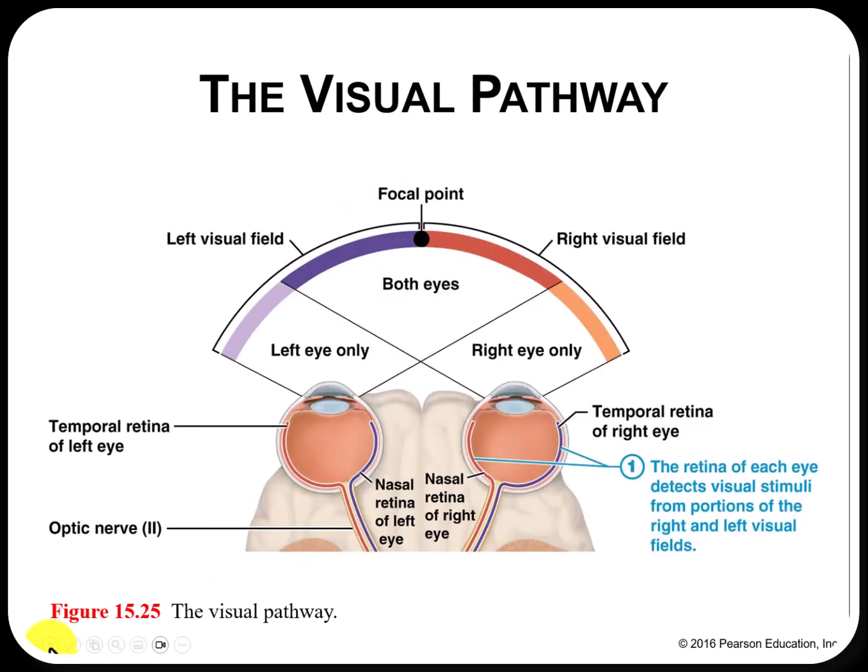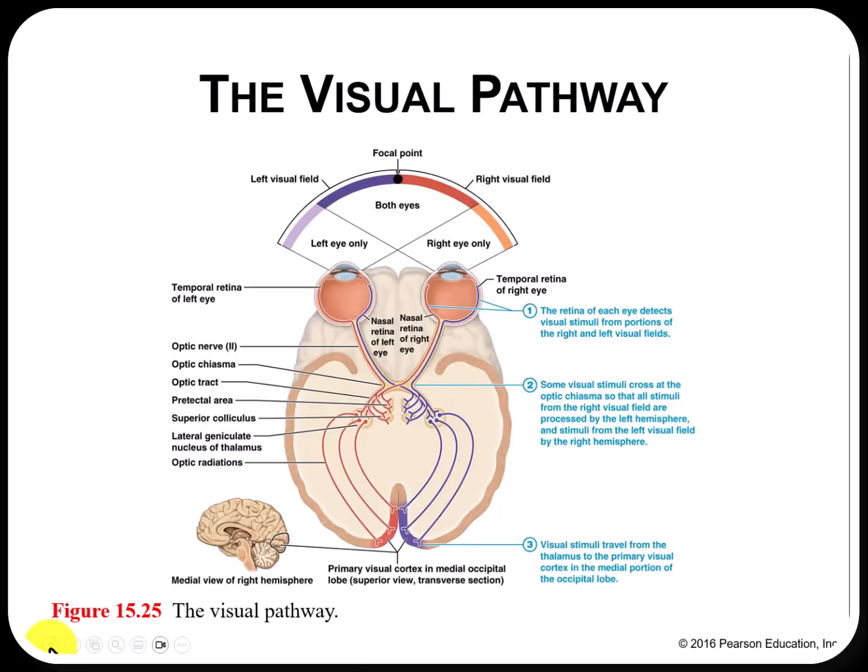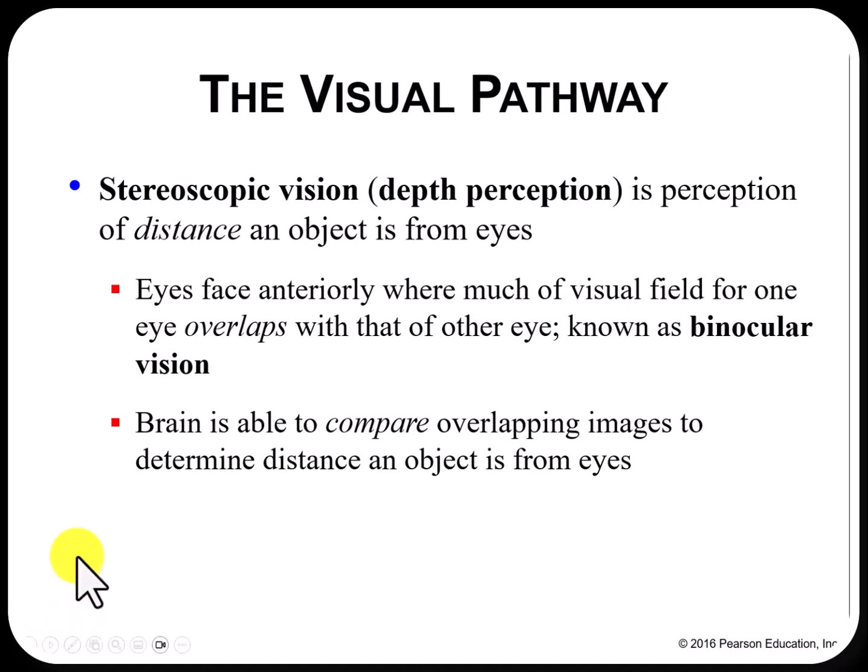And then here's a close-up of that and how they are each carried to the different sides of the primary visual cortex in the occipital lobe. And so here is that stereoscopic vision, the binocular vision that gives us our depth perception. So if you lose sight in one eye, you do start having problems with curbs and things like that because you don't have the depth perception that you had when you had vision in both eyes.